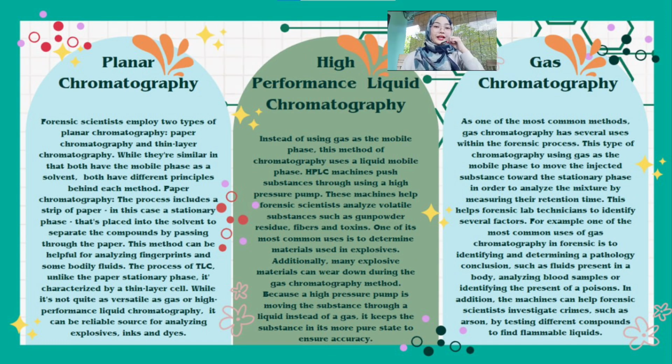Gas chromatography. This type of chromatography uses gas as the mobile phase to move the injected substance toward the stationary phase in order to analyze the mixture by measuring their retention time. This helps forensic lab technicians to identify several factors. For example, one of the most common uses of gas chromatography in forensics is identifying and determining a pathology conclusion, such as fluid present in a body, analyzing blood samples, or identifying the presence of a poison.